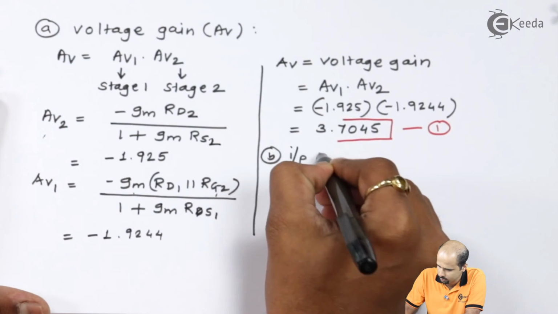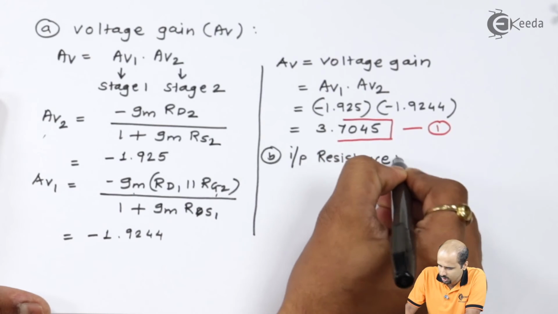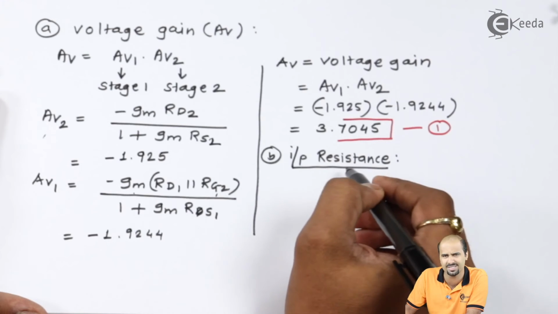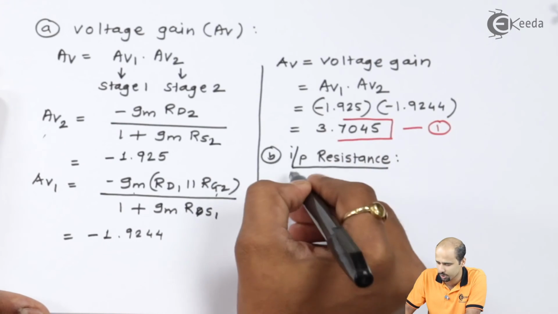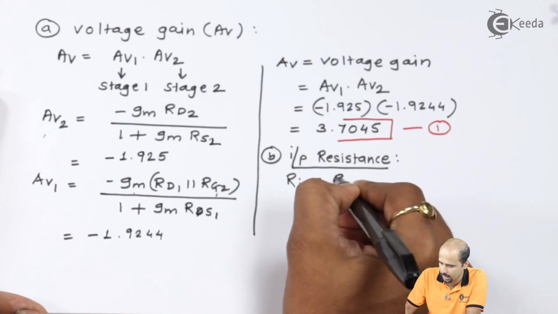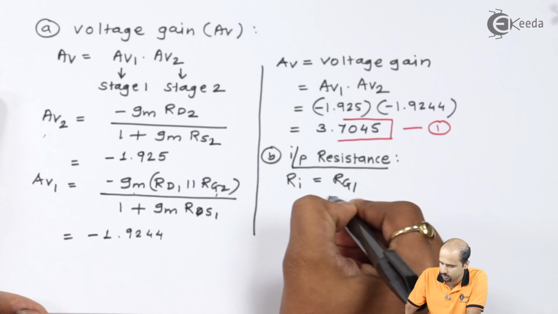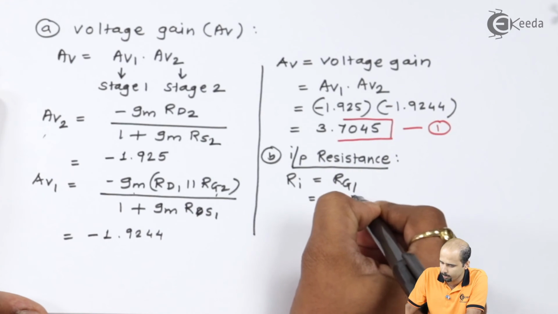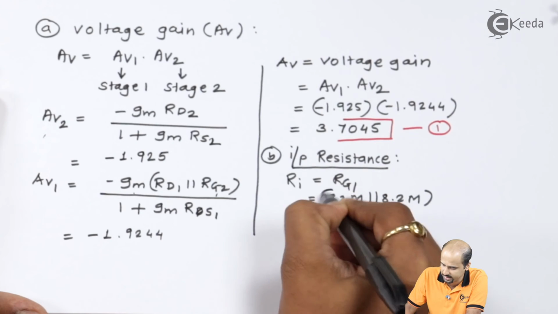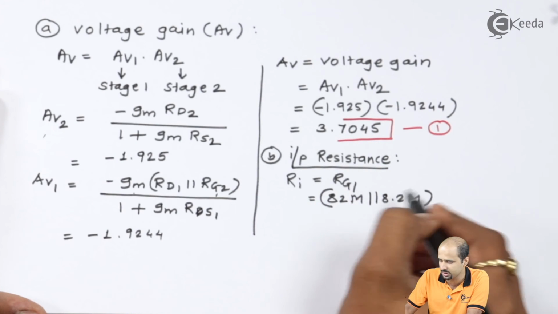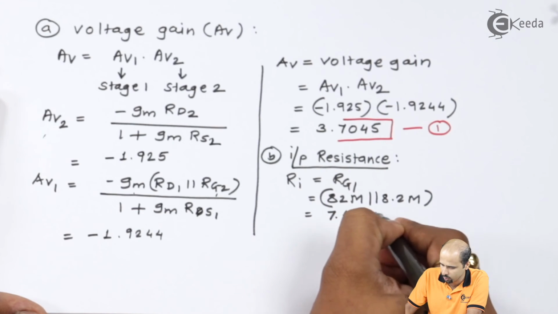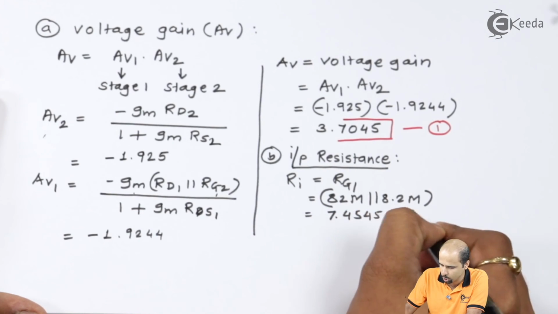So here we'll write the input resistance and output resistance. As far as this circuit is concerned, resistances will be same as impedance. So input impedance and output impedance will be same as input resistance and output resistance. So Ri is equal to Rg1, which is 82 mega in parallel with 8.2 mega. We haven't yet calculated the value of 82 mega parallel with 8.2 mega. That comes out to be 7.4545 mega. This is a very huge value.